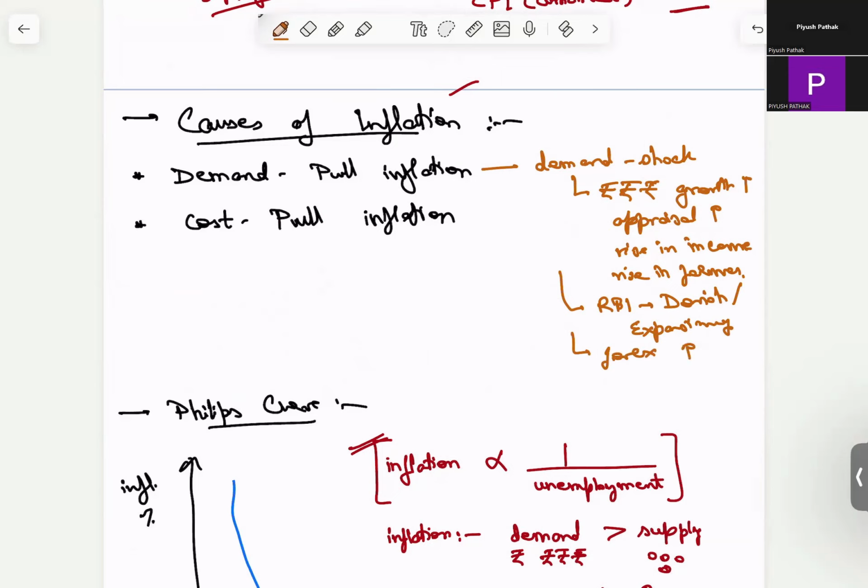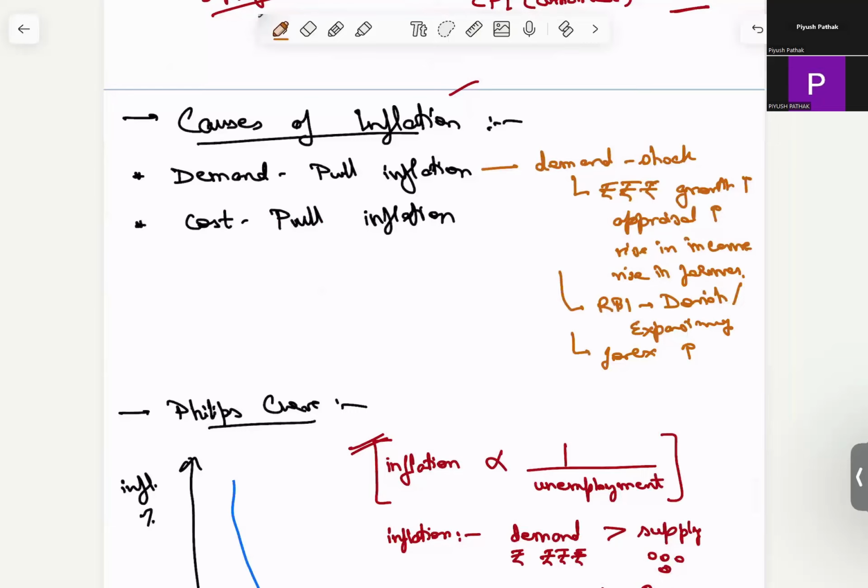For example, there is a populist government which comes into the picture and it says, "Okay, we will give free electricity to all the people. We will give free food, free ration, free amenities, free daru." So what happens? People have a lot of money in their hands, and they start spending it, and it leads to inflation.